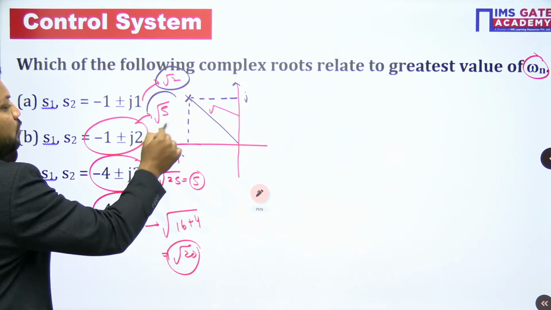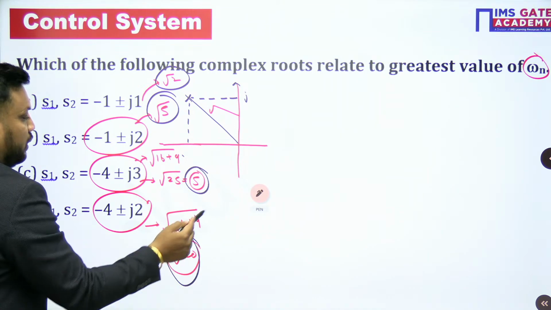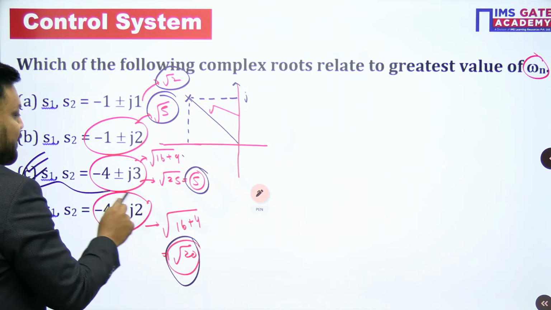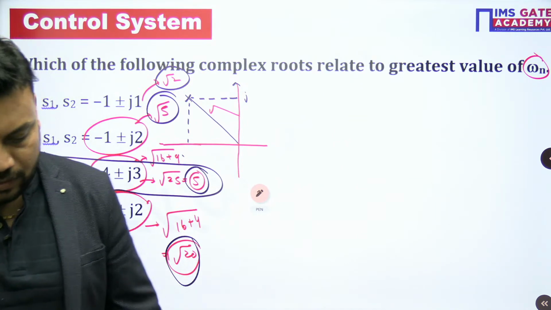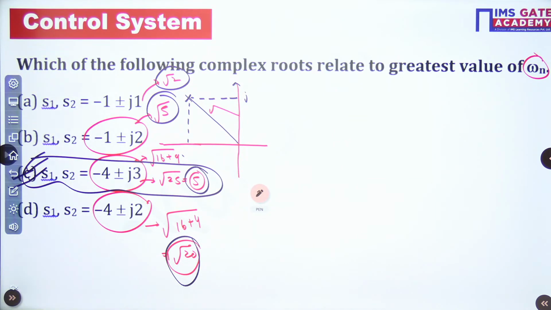So which is the greatest value? One value is root 2, root 5, 5 and root 20. So of course 5 is the maximum. The correct answer for this question is nothing but option number C.